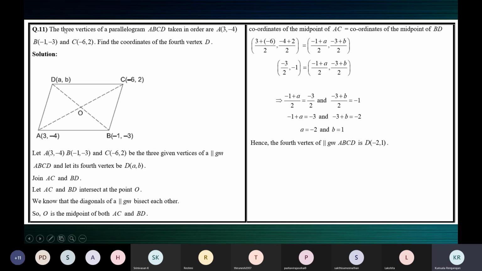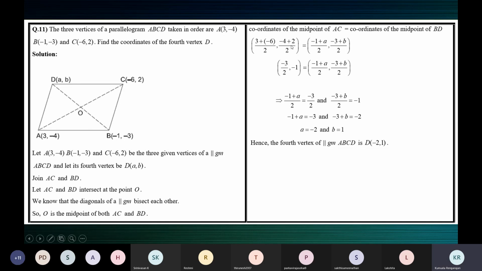So please listen carefully. If it was given like this, the three vertices of a rectangle ABCD, find the coordinates of the vertex D. Same procedure. This is given to be a parallelogram here. If it was given to be a rectangle or a rhombus or a square, same procedure. Because in all these figures, the diagonals bisect each other. So the procedure is the same, whether it's a parallelogram, rhombus, rectangle, or a square. For a situation like this, where you have to find the coordinates of the fourth vertex, the procedure is the same.